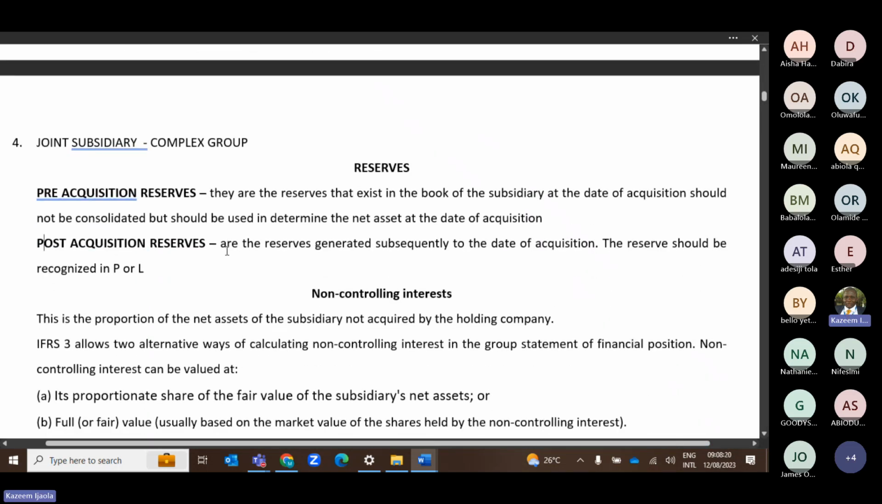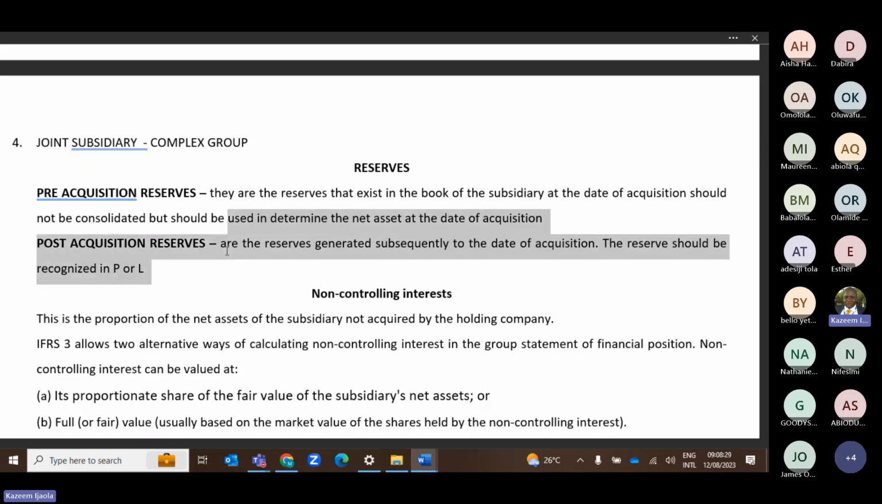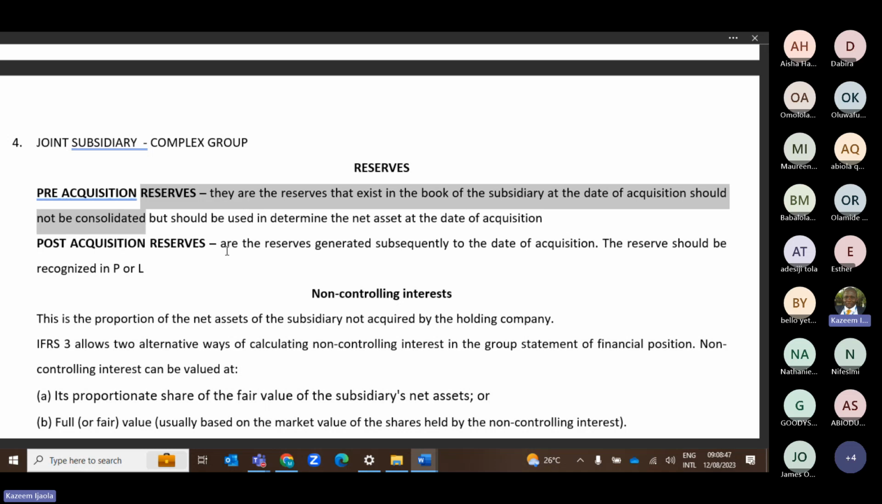Post-acquisition reserve. These are the reserves generated by the company subsequently to the date of acquisition. This kind of reserve should be recognized in P&L. You should not capitalize it. Any post-acquisition reserve should be recognized in your P&L. It is only pre-acquisition reserve that you use in goodwill computation, whereas your post-acquisition reserve should be recognized in your profit or loss. So that is how you treat your post-acquisition reserve.